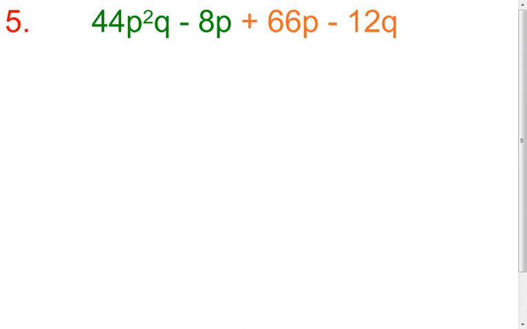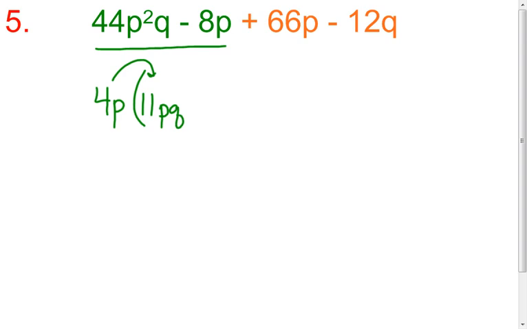And this is our last one here. Okay? Again, if we look at the green, and I want to figure out what I can pull out. 44 and 8 are both divisible by 4. Each term does at least have a p to it, and that's all you can pull out. So here we go. 4p times 11pq makes 44p squared q. And then 4p times negative 2 makes negative 8p. Okay, bring down the plus sign.